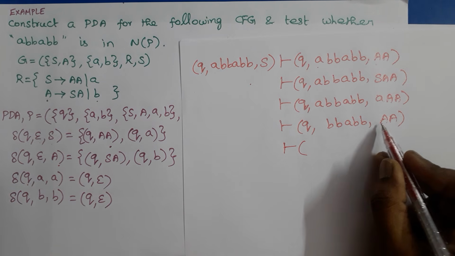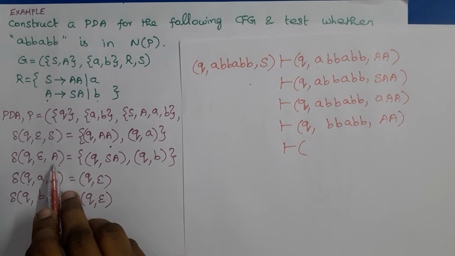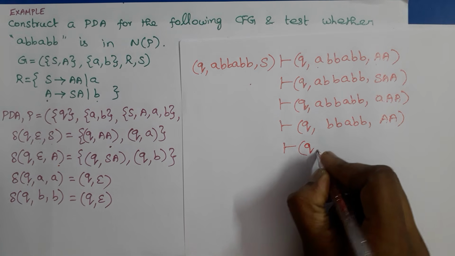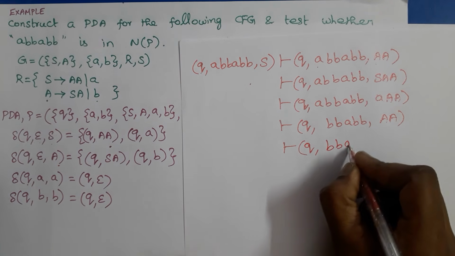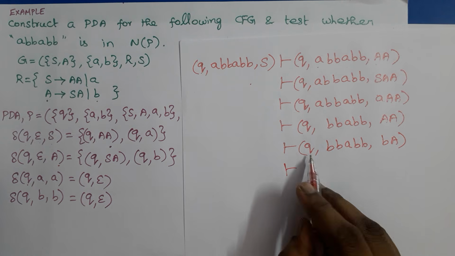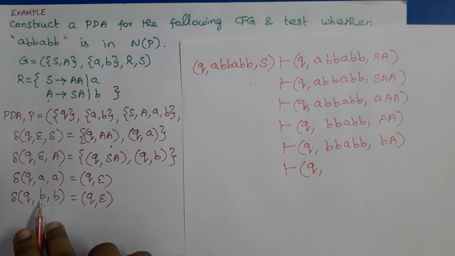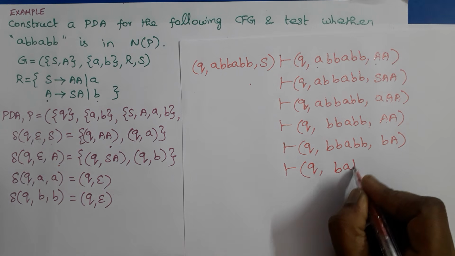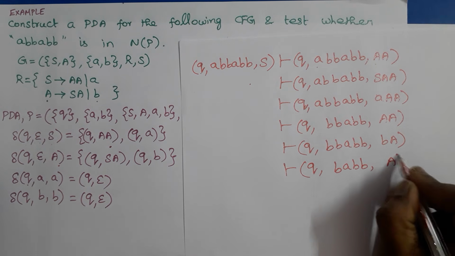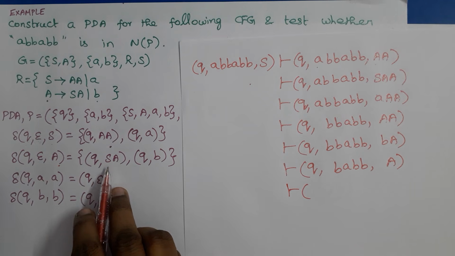Then Q, B, A. No such transition. So Q, epsilon, A. So this A can now be replaced by B. So we can follow this transition. So Q, comma, epsilon: no change in input and A is replaced by B. Now Q, B, B. So we have to follow the final rule. So Q, comma, B, remove B from the input. Then B is replaced by epsilon, so pop B from the stack. So now Q, epsilon, A, so A must be replaced by SA.